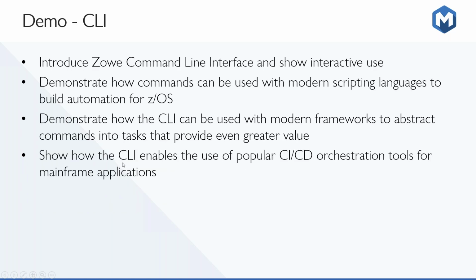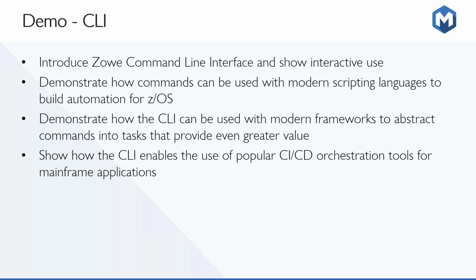And I'll move quickly into the demonstration. Just an overview of what you'll see in the demonstration is, first I'll tell you where to get the Zowe CLI, because that's one important takeaway. I'm going to show you what's possible today with it, but you can go to zowe.org and you can get the interface installed on your machine today. Then after I show a brief intro of a couple high-level commands, I'll abstract those commands into scripts and show how we can build complex automation for z/OS, demonstrate how the CLI can be used with other modern frameworks, and ultimately show how the CLI will enable the use of popular CI/CD orchestration tools for mainframe application. In today's demonstration, we'll be using Jenkins. So with that, let me transition into the demo.